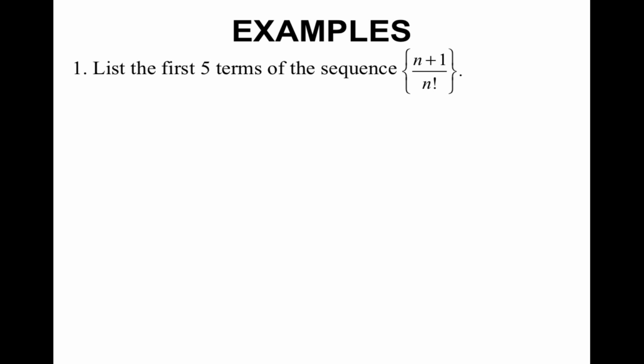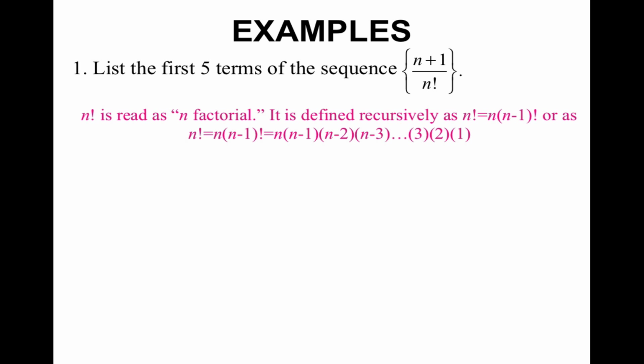So for this first one, list the first 5 terms of the sequence (n plus 1) over n factorial. And just in case you have not been exposed to factorials, n factorial is read as n factorial. It is defined recursively as n factorial equals n times (n minus 1) factorial, or you can think about it as n times n minus 1 times n minus 2 times n minus 3, and so on until you get to times 3 times 2 times 1.